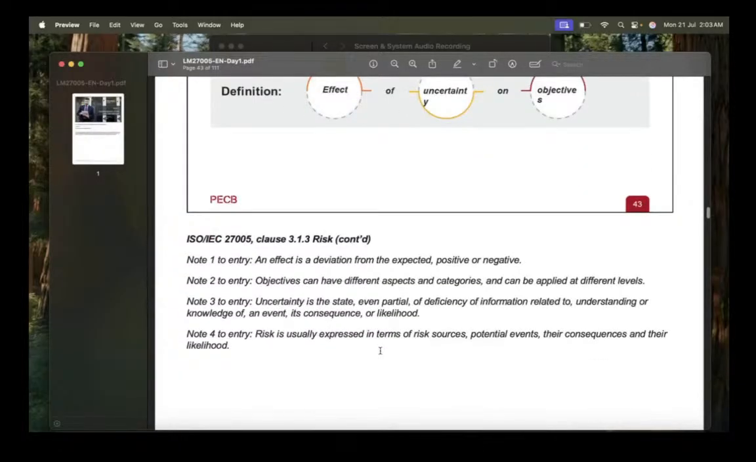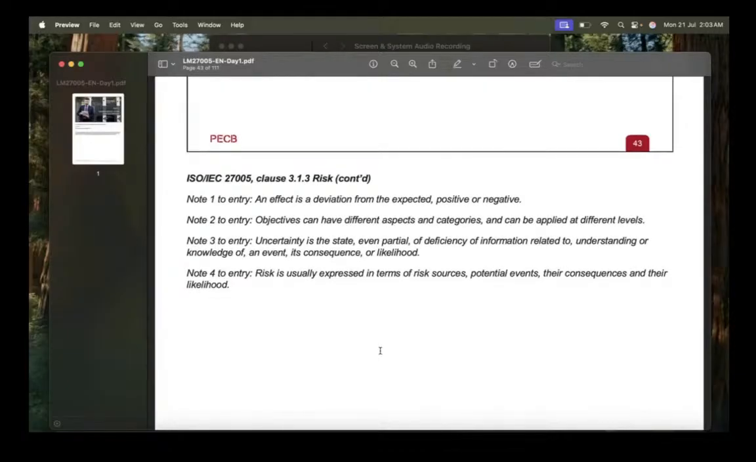Then we have some entries for that. Note on risk: an effect is a deviation from the expected, positive or negative. So it can be both positive and negative. About objectives, objectives can have different aspects and categories, and can be applied at different levels as well. So it is not only related to data.